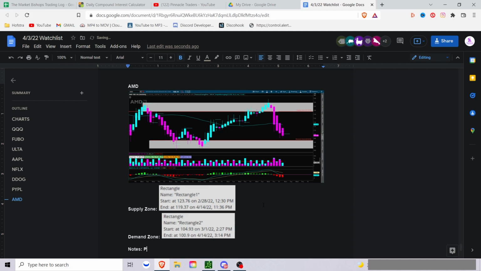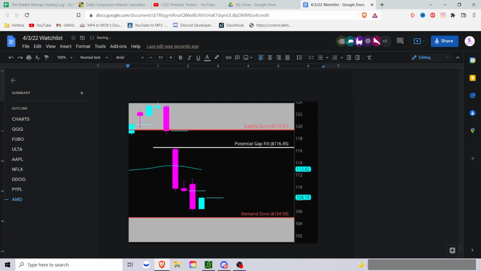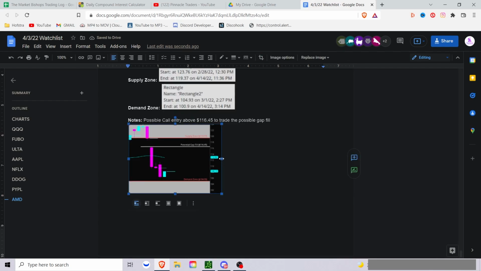Okay, let's see. Notes, from notes over here. Possible call entry above, what was it? 116.45. Let's make this to not play. I don't like using the word play. To trade the possible gap fill. Oh man. There we go. I made it smaller.